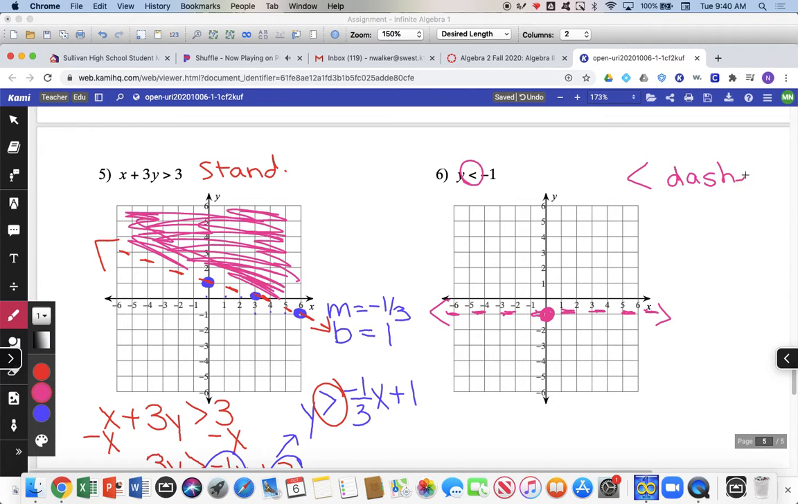All right, are we going above or below here? All right, we're going to go below. And so then we would shade that area that's below.